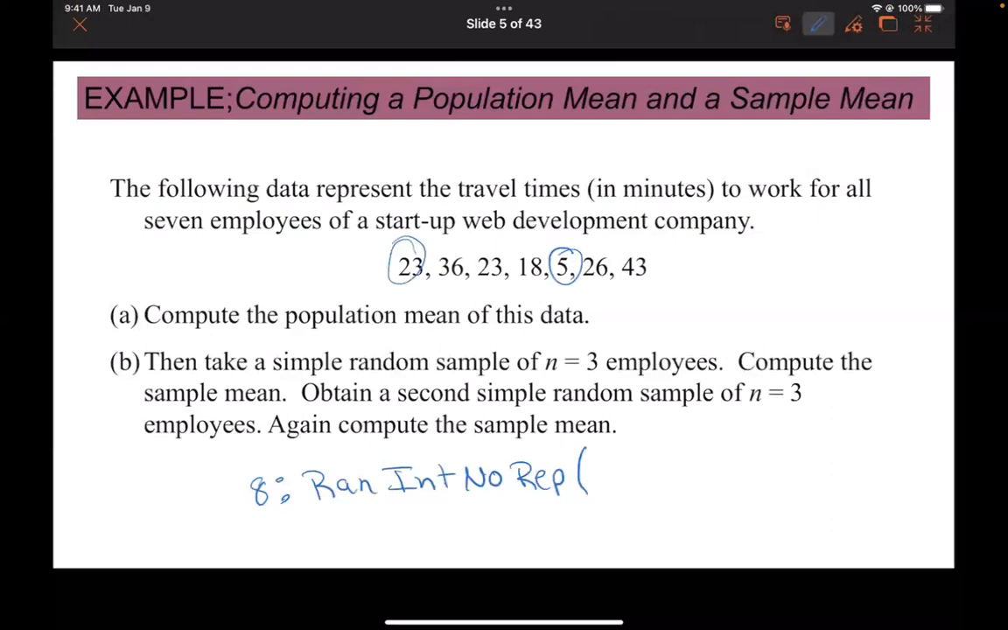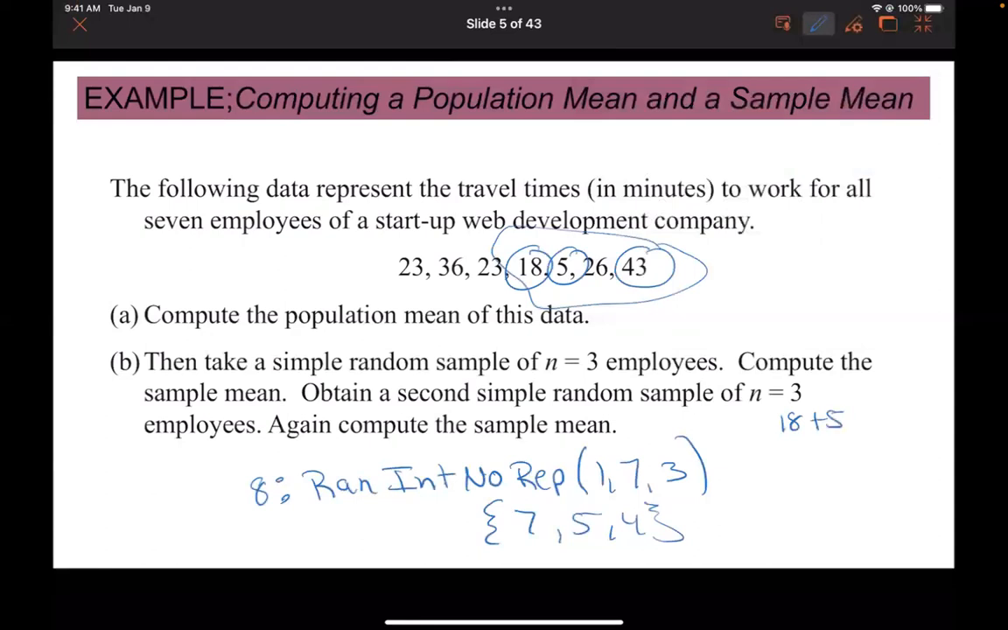So it'll look like this: 1, 7, 3. Then when I hit enter, it's going to give me 3 values. What it gave me was 7, 5, and 4. So my randomly selected people are going to be 7, 5, and 4. This is a great way to get random numbers. It's not really random because your calculator has an algorithm to choose the numbers, but it's random enough. So I'm going to take these 3 numbers, 18, 5, and 43.